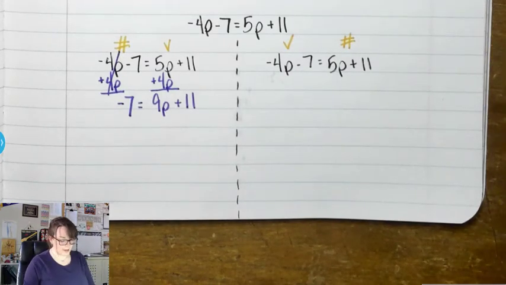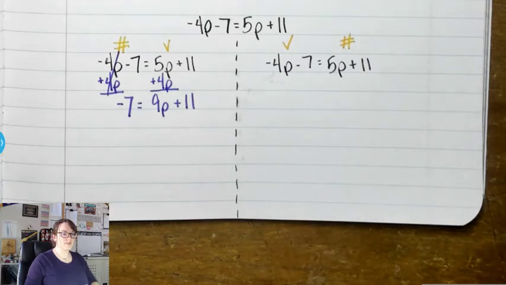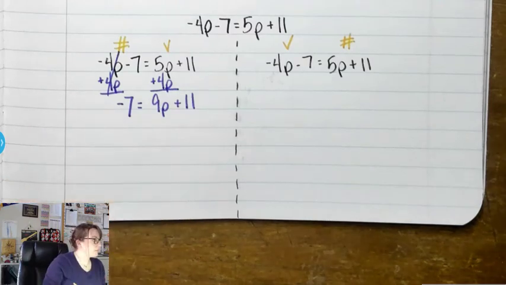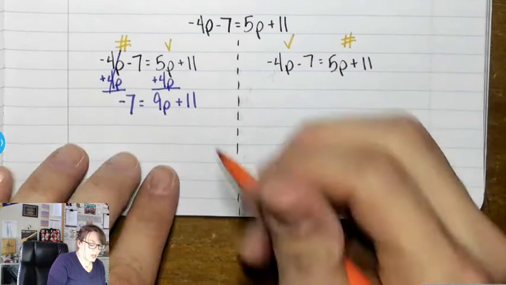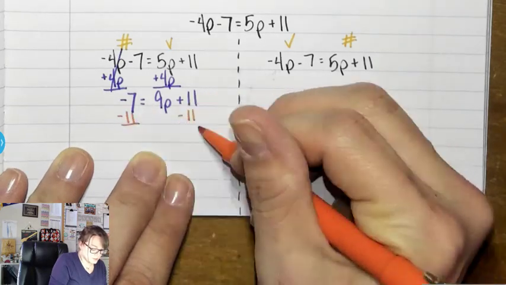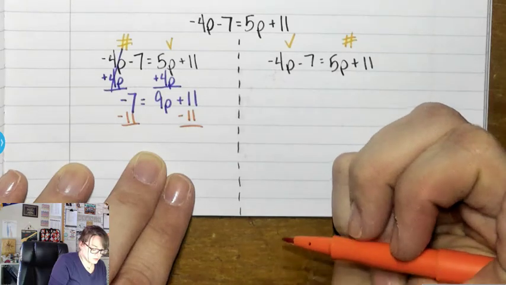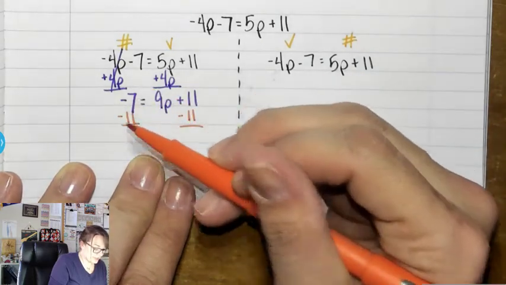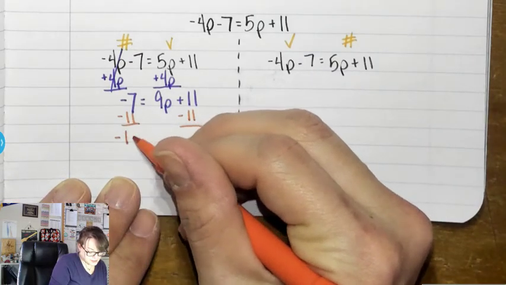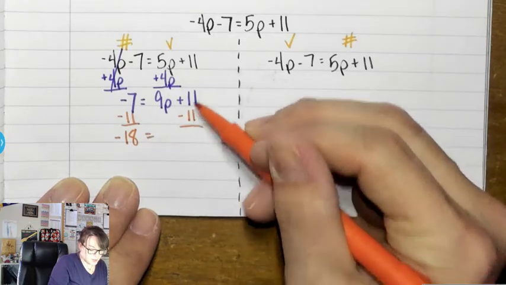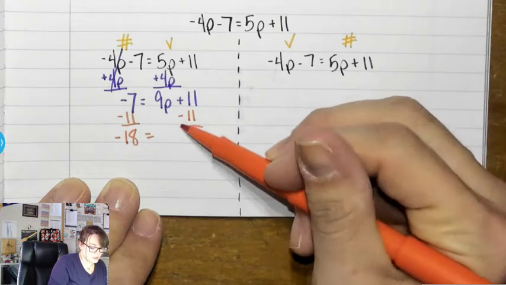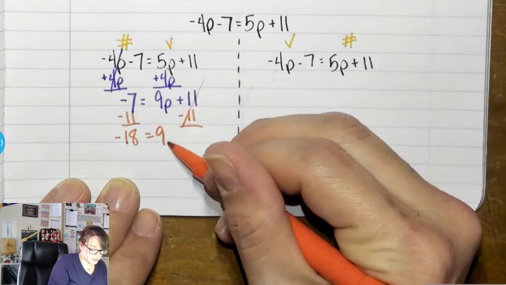Next, I need to cancel out that number. What do I do to a positive 11 to zero it out? Subtract what? So I'm going to minus 11 from both sides. What's negative 7 and a negative 11? Negative 18. Positive 11 and negative 11 is how much? 0, so cancel. And I'm left with 9p.